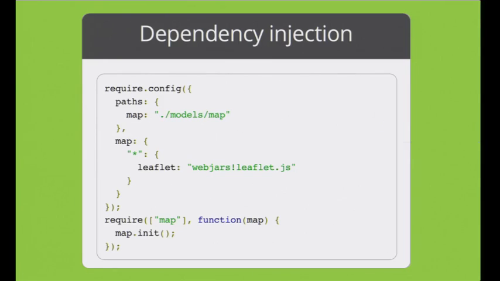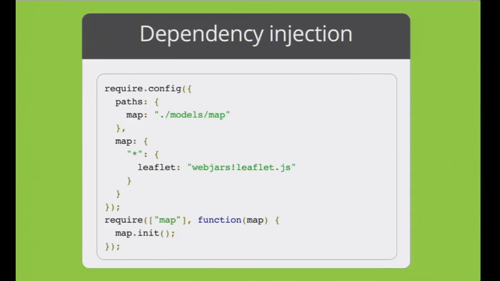Now this is a little bit hacky here because you can't simply use a path mapping. You have to use this map for everything. That's because this is already configured to be a path mapping, and Require.js doesn't support recursive path mapping. So instead you use this map thing here to map to a path, which WebJars will then map to the actual file name.